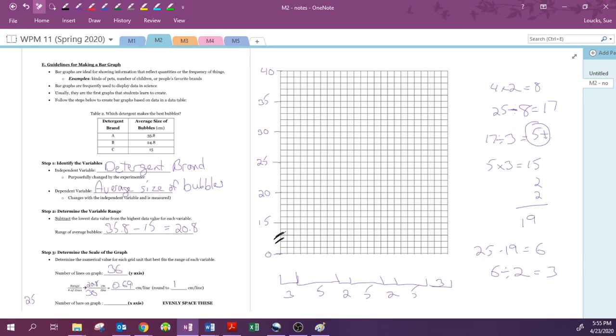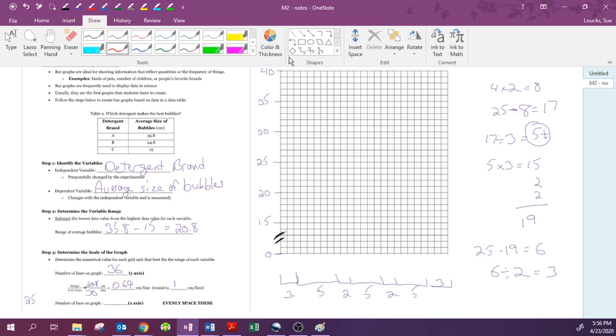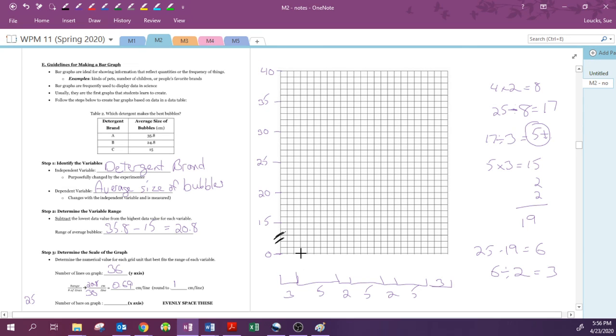Okay, and I'm going to draw my boxes. I know I'm starting 3 from the side, and my box is going to be 1, 2, 3, 4, 5 wide, and it's going to be 35.8 high, which makes it just a little bit less than 36. So it's going to be that big.